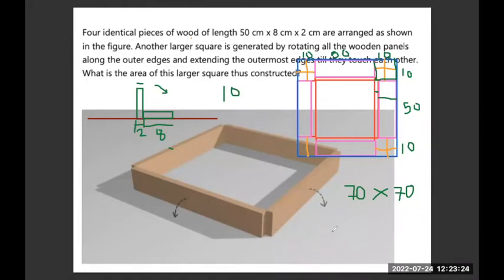So the area of that bigger square will be 4900 centimeter square. This is clear? Students, any doubts? Is it clear? Not clear? Clear. Okay, fine.